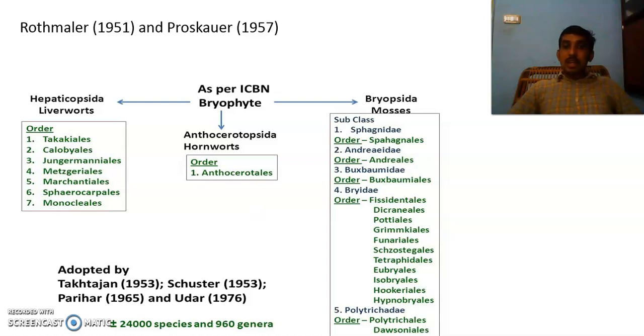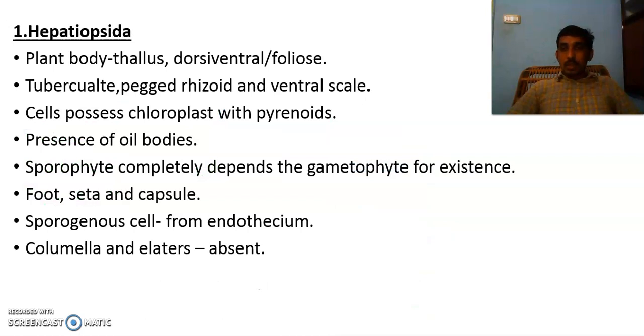When we move into the salient features of this classification, you can see the first class, Hepaticopsida. Hepaticopsida includes liverworts such as Riccia, Marchantia, Lunularia, Targionia, etc. Looking at its salient features, its plant body is called a thallus, and that plant body possesses both a dorsal and a ventral surface.